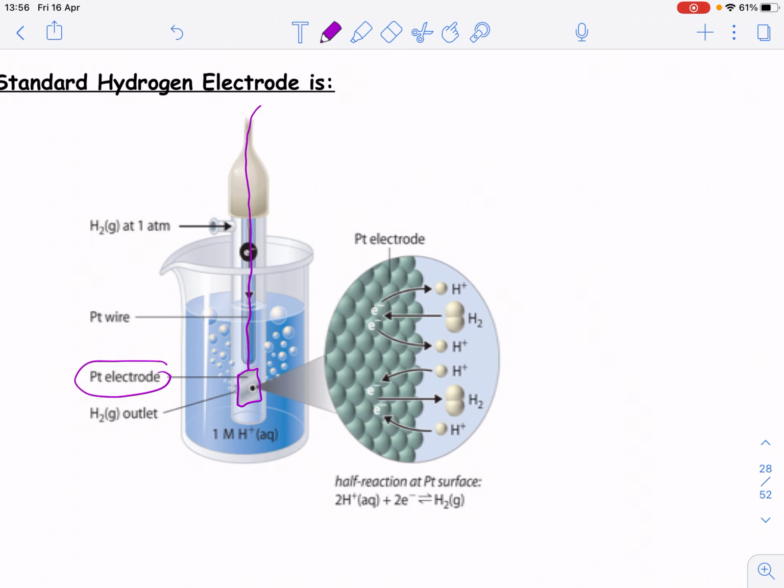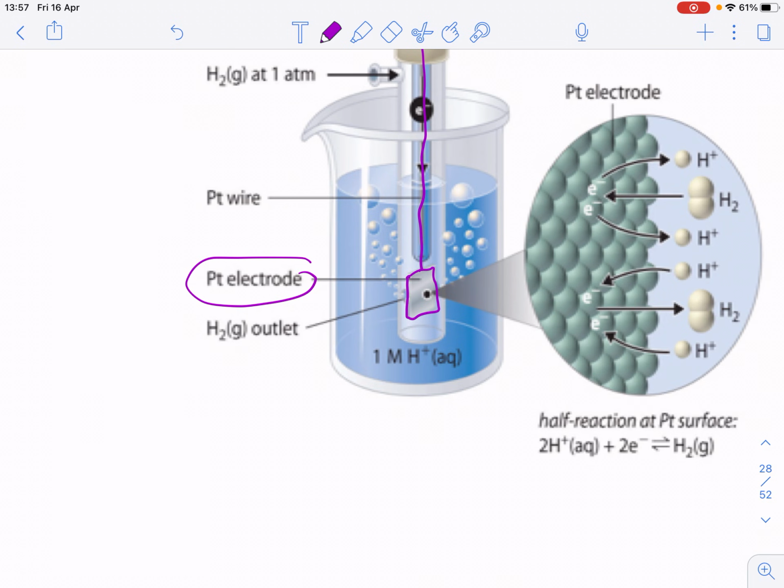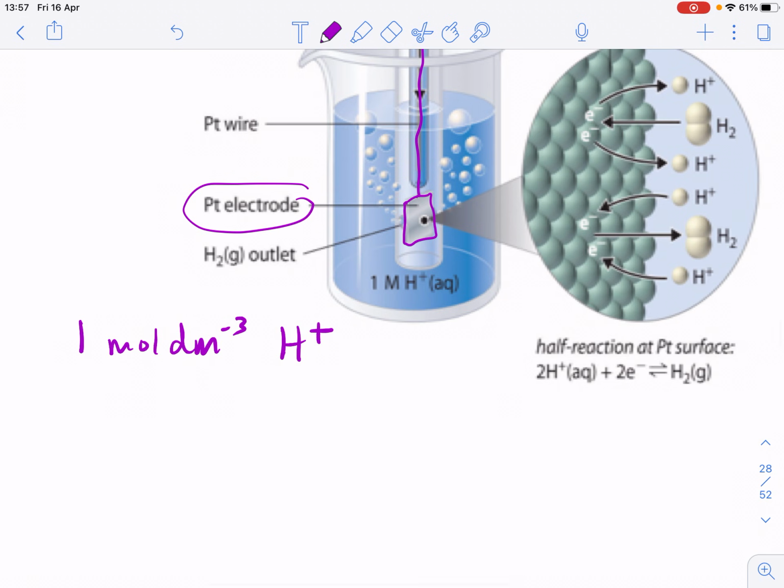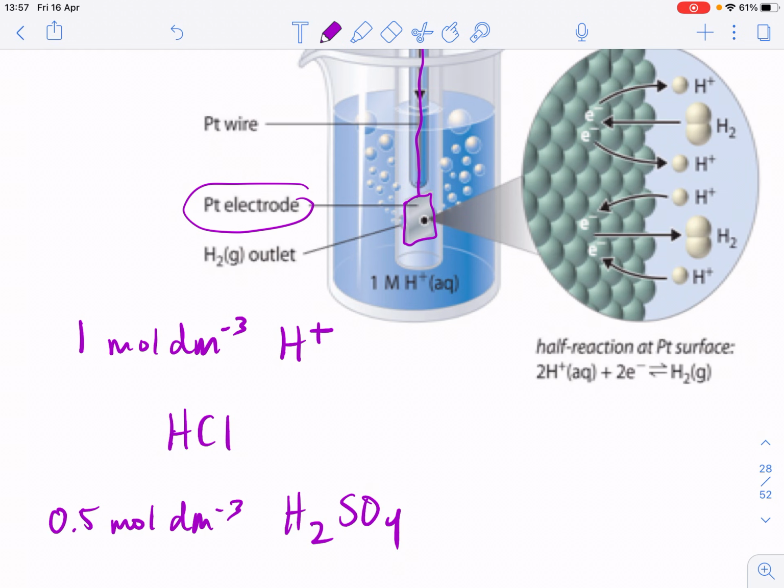It's a solution of hydrogen ions, and the way we do that is we use an acid. Acid gives us a solution of hydrogen ions, and that solution has to be at 1 mole per dm cubed in order for it to be under standard conditions. So 1 molar H plus solution. Now we can get that by doing a 1 molar HCl solution, for example, or we could use a 0.5 molar H2SO4 solution, because every mole of sulfuric acid actually gives us 2 moles of H plus ions in solution.